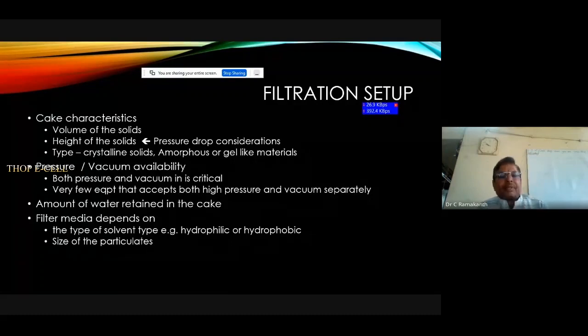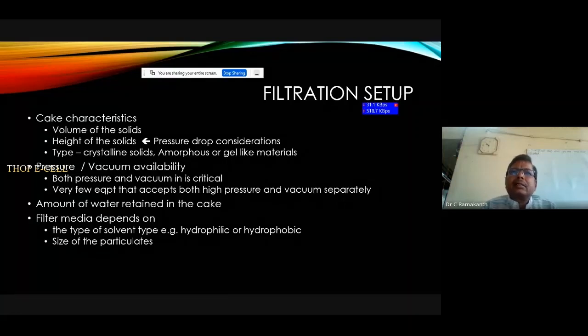Okay. So again, this depends on the cake characteristics like volume of the solids and the height of the solids, for the pressure drop considerations, and whether the solids are crystalline in nature or amorphous or gel-like. Based on that, the difficulty of filtration is experienced, and then comes the vacuum and pressure availability within the factory. That will be one of the considerations for which kind of filtration we should use.